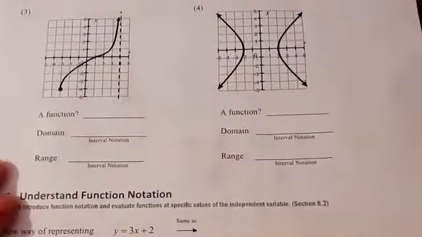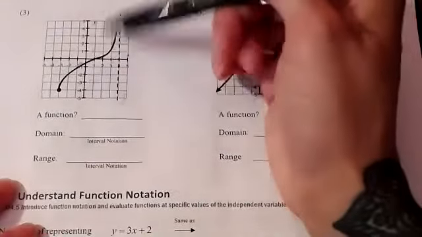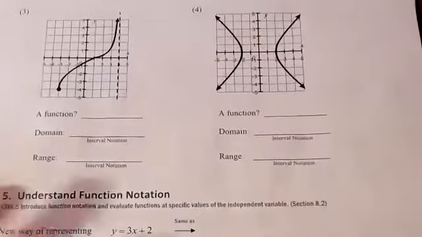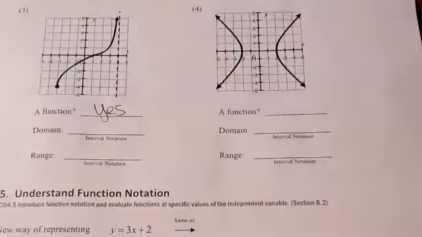For our third example, again, same thing. I want you to consider, well, if I drew a vertical line, does it hit the graph more than once? Anywhere you draw this vertical line, nope, it's going to hit at most once. So yes, this is definitely a function.